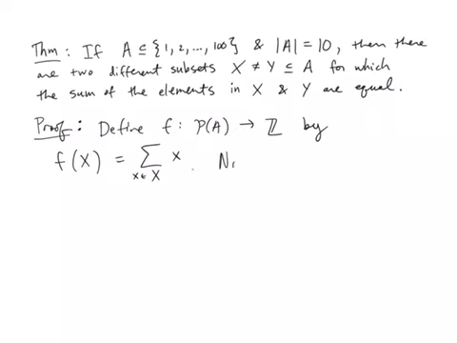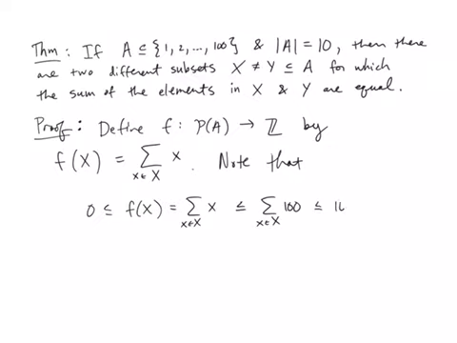So we note that 0 is less than or equal to the value of f of X, and since that's the sum over the x in X, each of those x is less than or equal to 100, right? So that's less than the sum over the elements in X of 100, but there's less than or equal to 10 elements in that set capital X. So this is less than or equal to 10 times 100, and that's equal to 1,000.